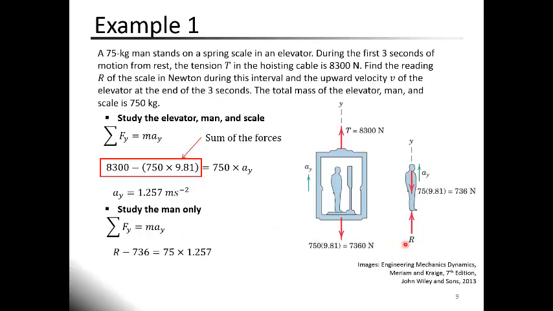So we have the force R going up, so it's positive R, minus the other force, which is the weight, 736 newtons, is equal to the mass of the person, which is 75 kilogram, multiplied by the acceleration, which is 1.257. Based on this equation, we can find the reading of the scale, which is going to be 830 newtons. We still need to find the velocity, though, the vertical velocity or the upward velocity of the elevator at the end of the 3 seconds.